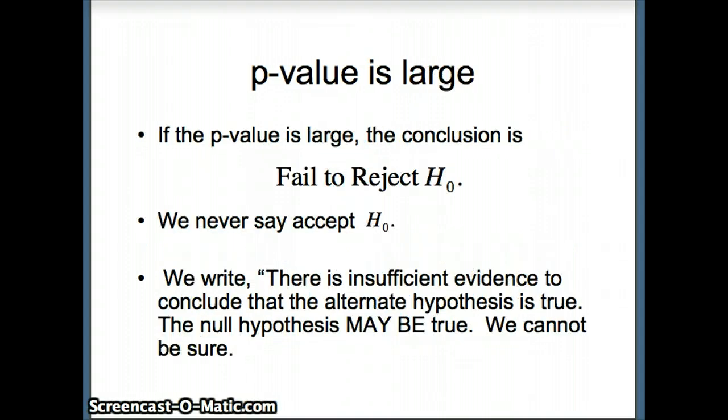If the p-value is large, that means that what you have is not that extreme, that you can indeed get samples as extreme or more extreme, assuming the null hypothesis is true. So if the p-value is large, we fail to reject H0. We never say accept H0, and instead we write, there is insufficient evidence to conclude that the alternate hypothesis is true. The null hypothesis may be true, but of course we cannot be sure.